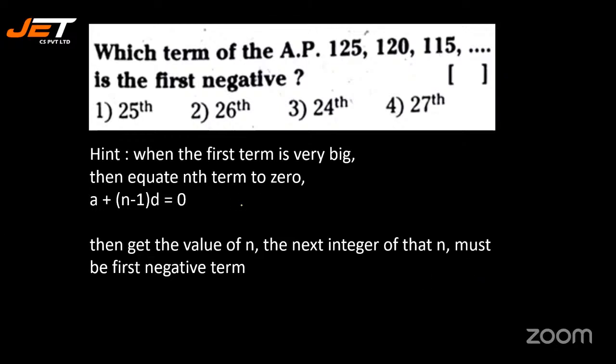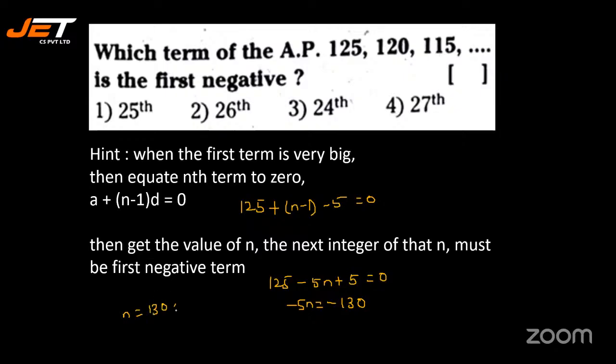See here, the first term is a plus, okay, so which term we don't know, n minus 1 into d, where d is minus 5, is 0. So 125 minus, n minus 1 into d. So minus 5n plus 5 is 0. So minus 5n is equal to, when that goes to the other side, it becomes minus 130.